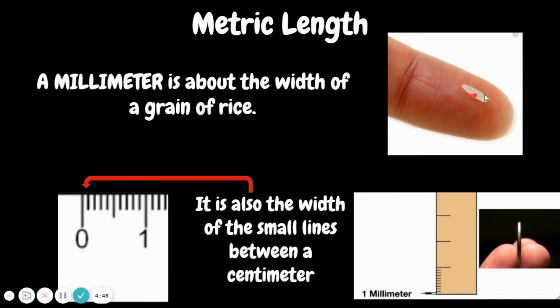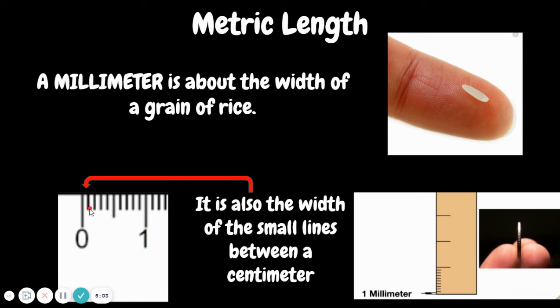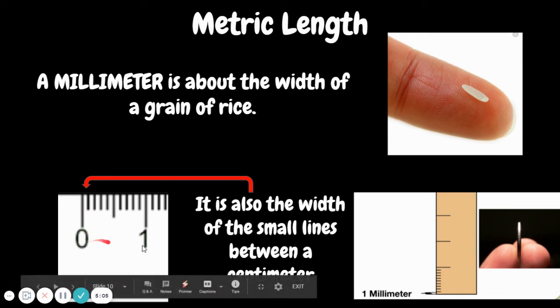So here's your grain of rice. Also, if you look right here, from here to here is a centimeter. So from 0 to 1 right here is a centimeter. But that's not what we're talking about right now. We're talking about a millimeter, which is from here to here. There are little dashes in between the 1 centimeter, and those are millimeters. Each one of those is 1 millimeter. So this is 1, this is 2, this is 3.